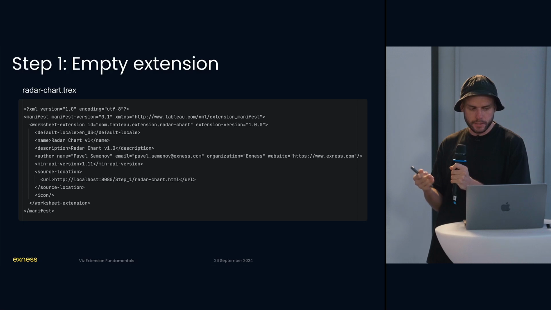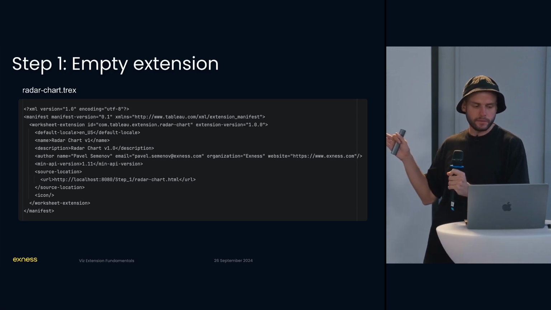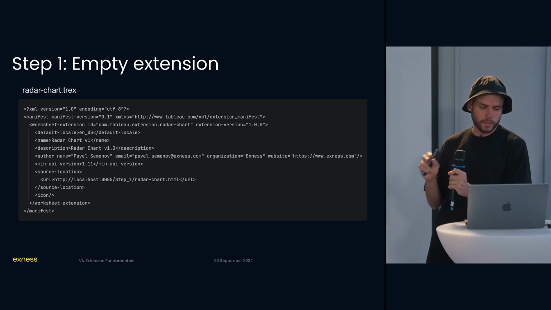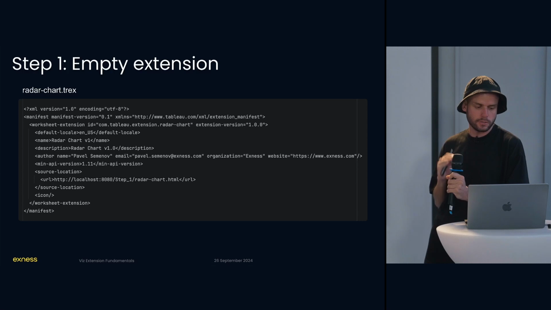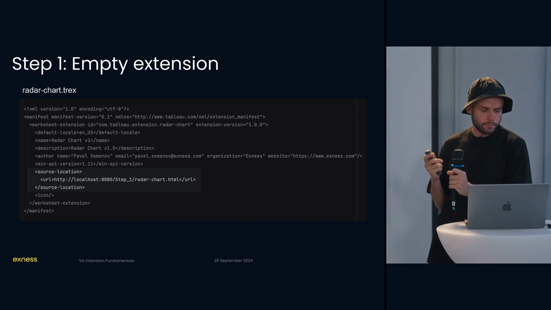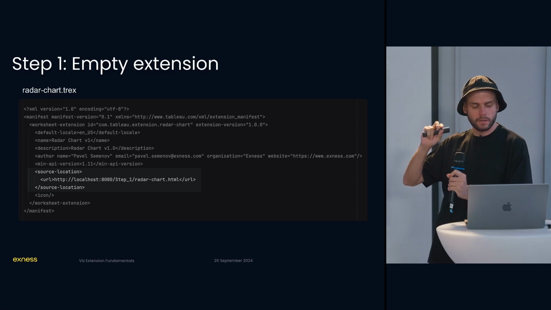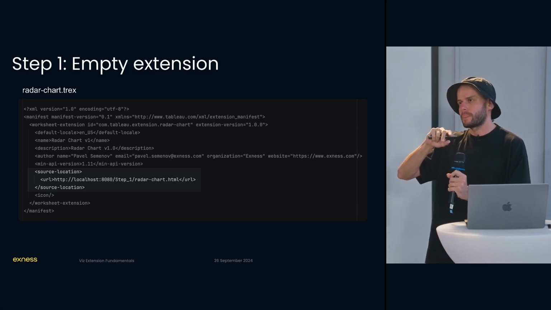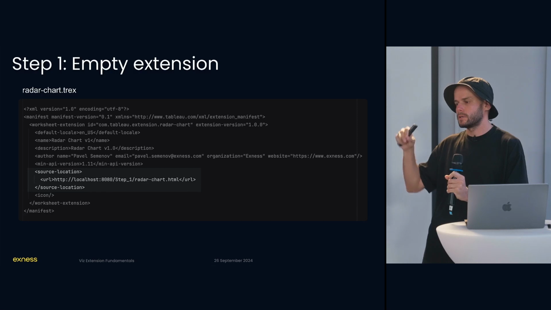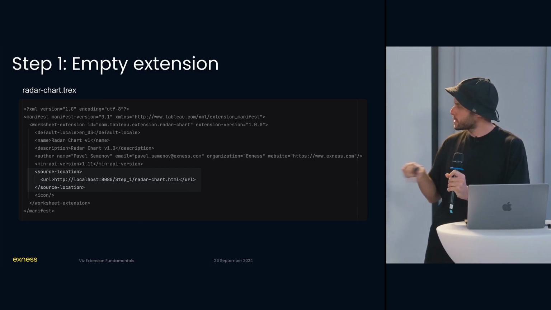Let's start from the empty extension. I've created the T-Rex file from a template, so it now contains only technical data such as the name of the extension, description, author, etc. But the most important part here is the source location, because here we provide the path to our HTML file where our chart will be shown. Without this part, our extension will not work correctly.